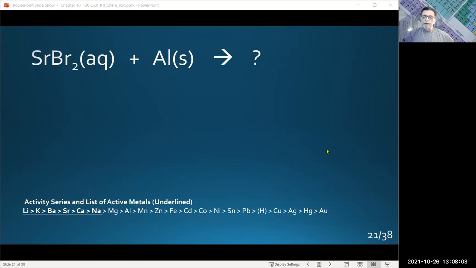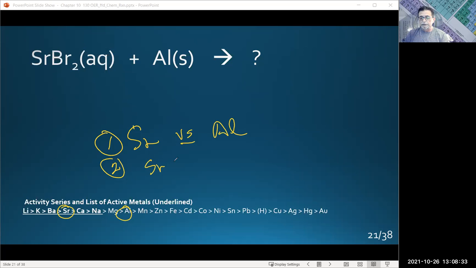All right, so here we have strontium, bromide, and aluminum. So we do the same process. We're going to compare strontium at number 1 versus aluminum, regardless of what physical state they're in. We're just comparing metal to metal. So we go to the activity series. We see strontium sitting right there. Aluminum is right there. So that tells us that strontium is much more reactive than aluminum.